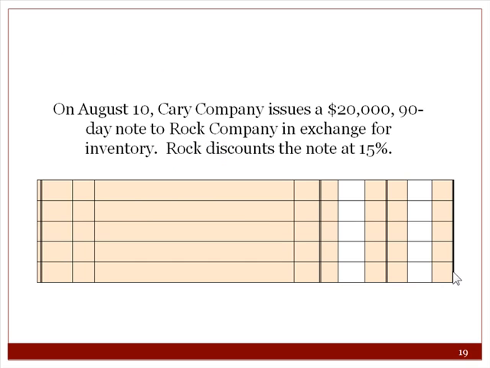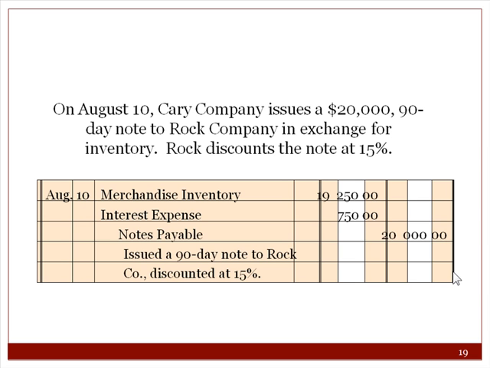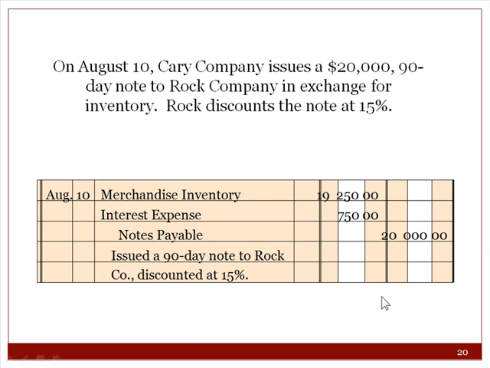So on August 10th, Carey Company issues a $20,000 90-day note to Rock Company in exchange for inventory. Rock discounts the note at 15%. So Carey wants inventory, Rock gives them debt. And it's called a $20,000 note. So the inventory is bought. There's interest expense, and there's the note. Notice that the note comes on the books at the $20,000. The inventory is only valued at the cost because the $750 is imputed as the interest expense.